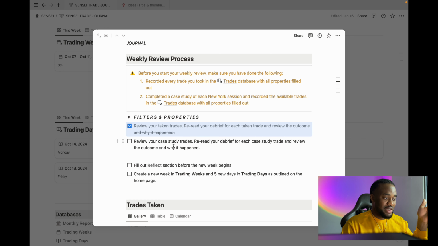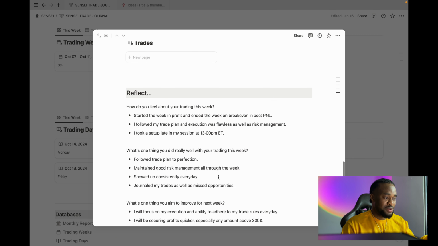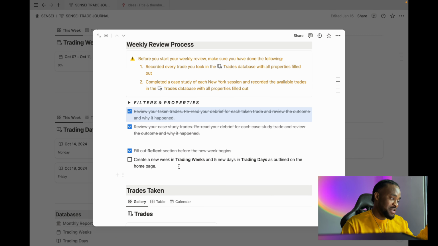It says review your case study trades. We read the same thing as this. If you do it, you check it. Now, fill out the reflect section before the new week begins. The reflect section is down here. I'm going to show you in a bit. I'm going to do it, so I'm going to check it as well.